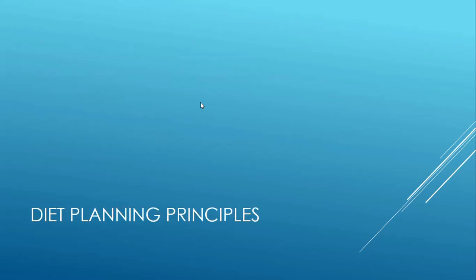So number one of the diet planning principles we have is adequacy. Now, anyone in the class can help us understand, what do you understand by adequacy as a diet planning principle? Adequacy as a diet planning principle. Jackie?